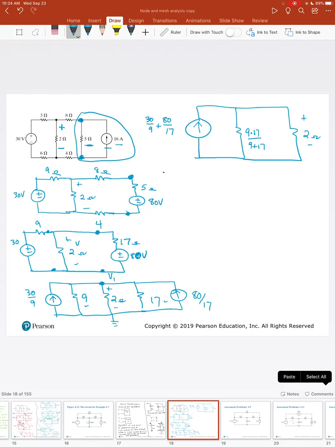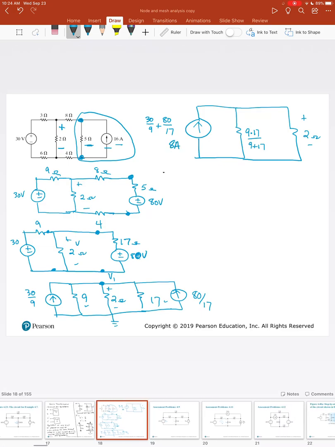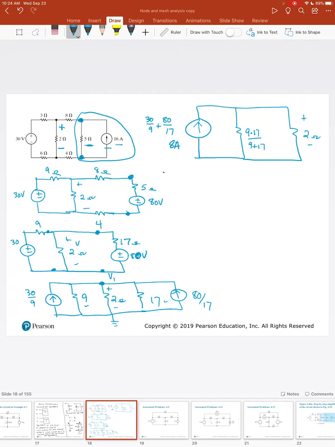So if I want to add that, 30 over 9 plus 80 over 17, I get, we'll call it 8 amps. There's a little bit of a decimal, but we'll round that off. 9 times 17 divided by 26, that's 5.8 ohms here. So now super easy to find this current. I is 5.8 over 5.8 plus 2 times 8.